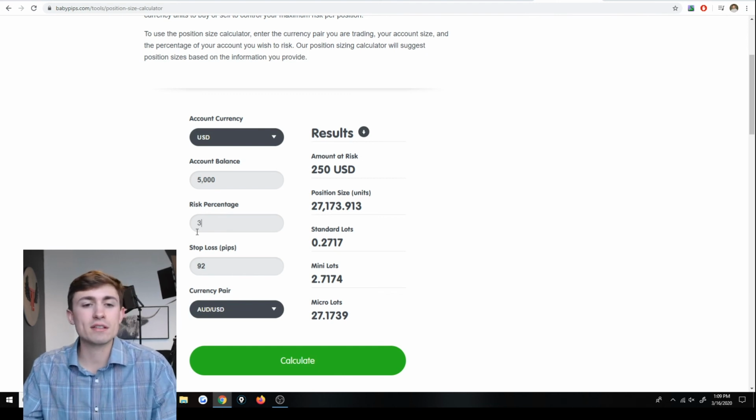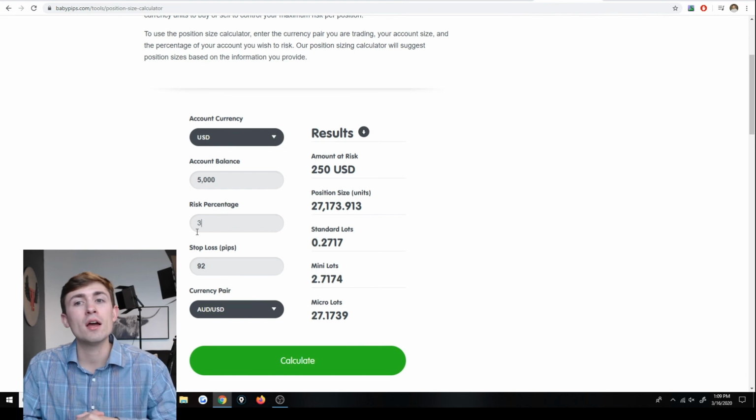So having something like a 5% risk, 10% risk, a lot of times you see newer traders making that mistake, in my opinion, because it only takes a couple bad trades to give you a very, very tough drawdown to deal with, and you can very easily blow an account if you are not careful. So something to think about here on the account, of course, is your risk percentage.